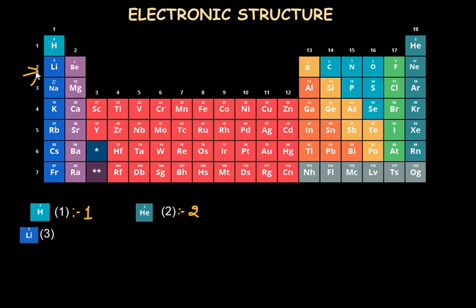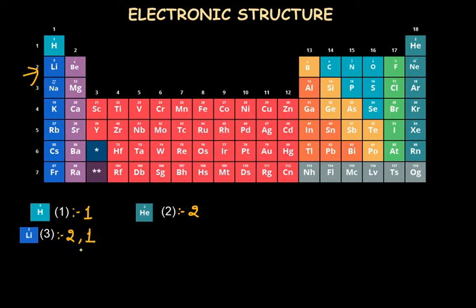Lithium has three electrons in its atom. Out of these three electrons, two can go in the first shell. Now what about the third electron? The third electron cannot be accommodated in the first shell, so the remaining one electron will go in the second shell.